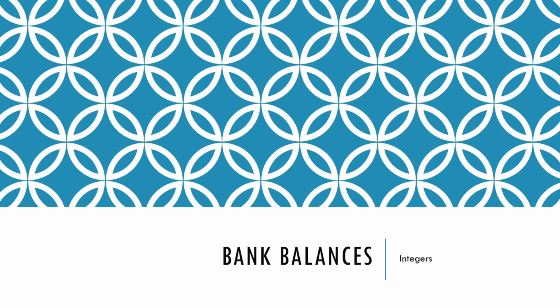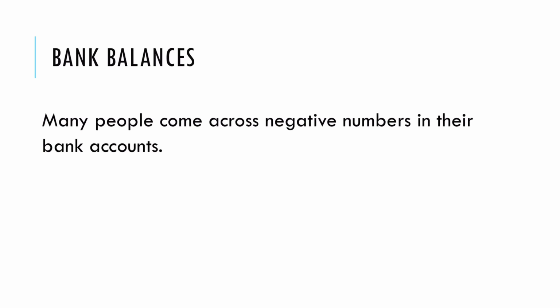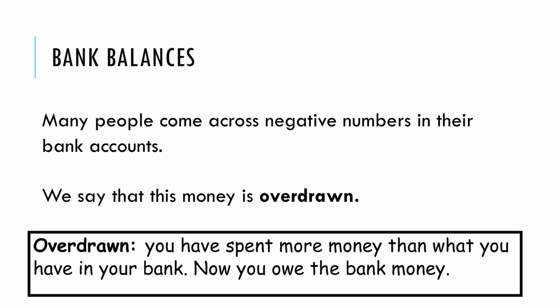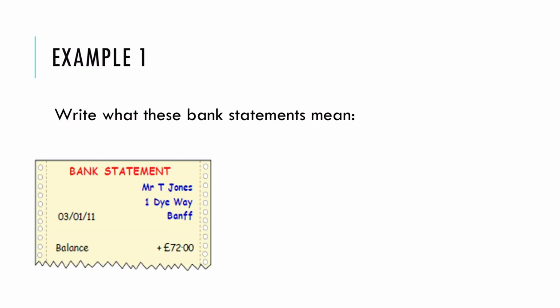Let's have a look at bank balances. So many people come across negative numbers in their bank accounts. We say that money is overdrawn if it is not your money, it is money you owe back to the bank. So overdrawn is you have spent more money than what you have in your bank. Now you owe the bank money, and this will appear as a negative number on your statement.